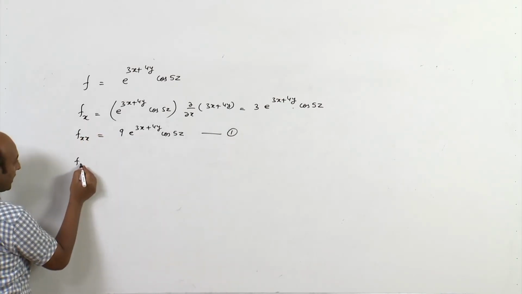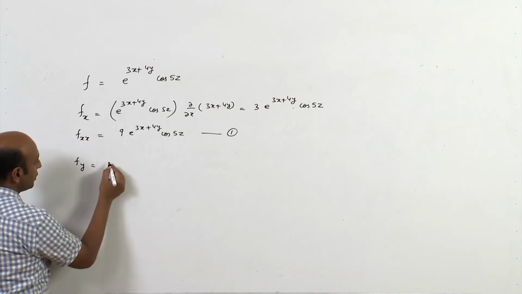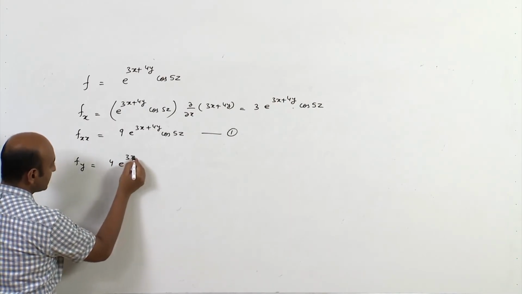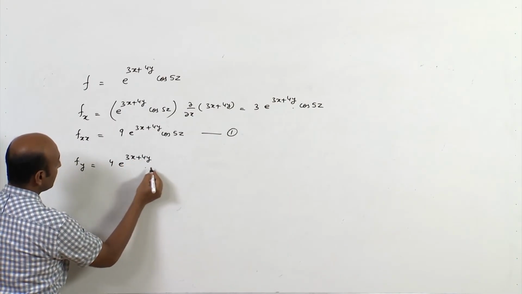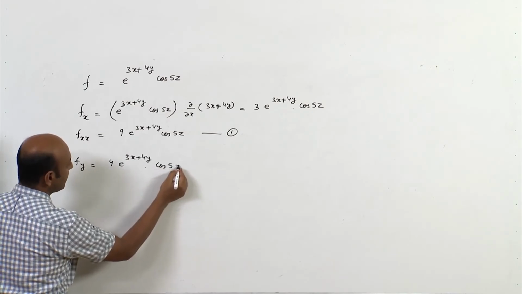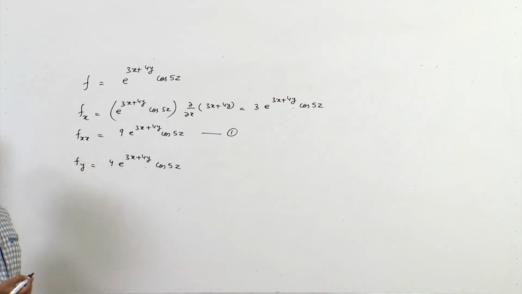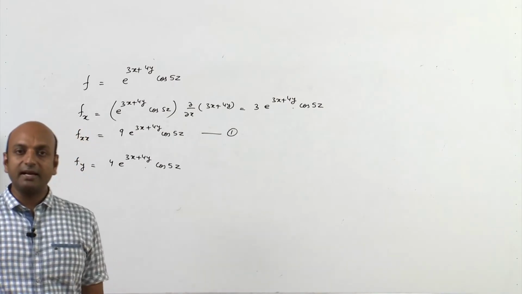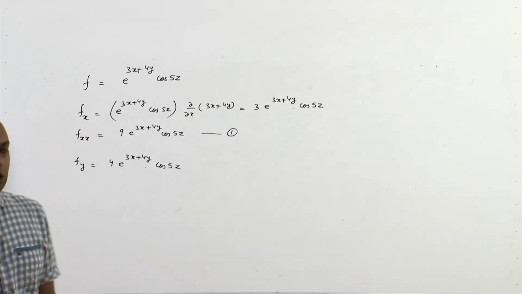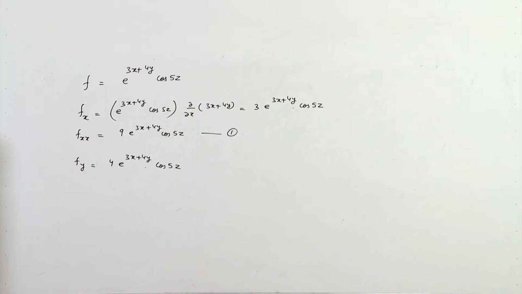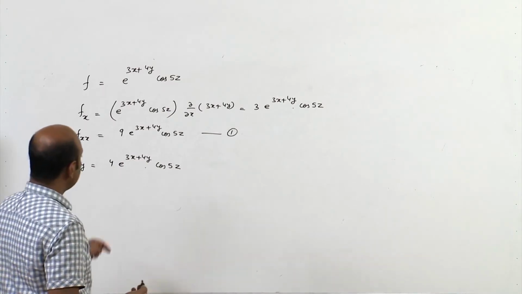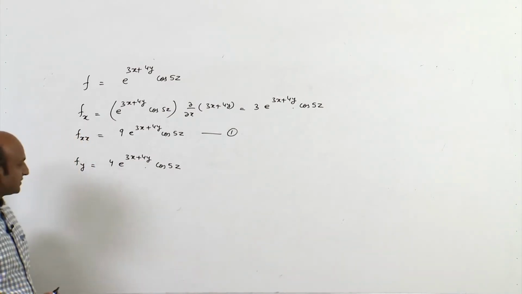Now, compute f y. F y is 4 e raised to power 3x plus 4y into cos 5z. We can directly see the derivative of e raised to power t is e raised to power t and t again, which is 4, cos 5z remains as it is. So, it is 4 e raised to power 3x plus 4y into cos 5z.